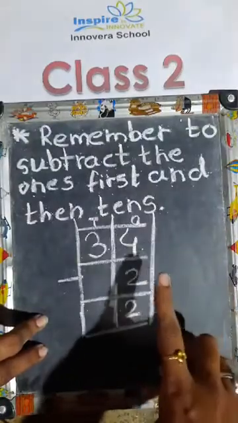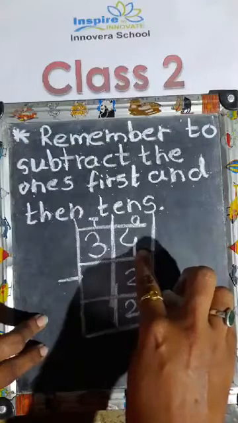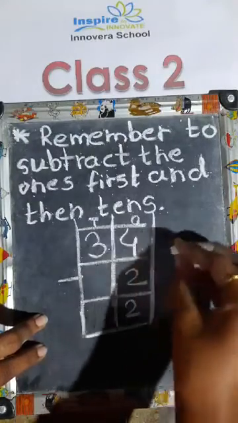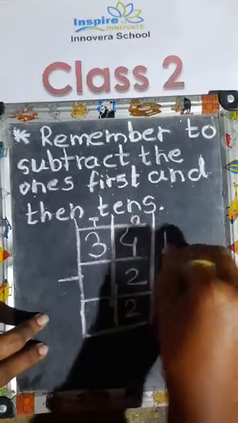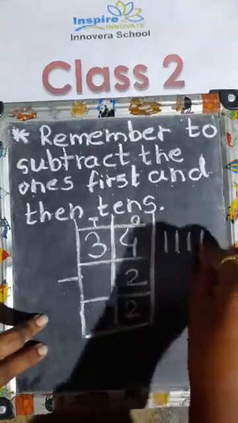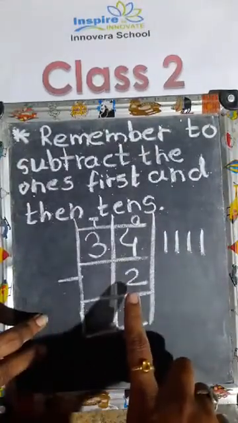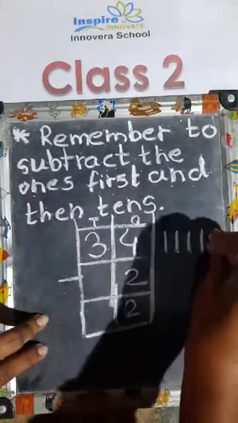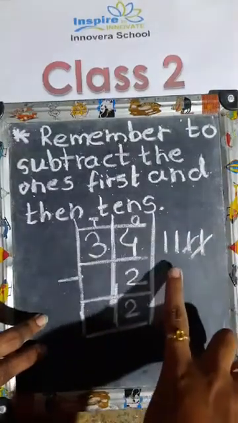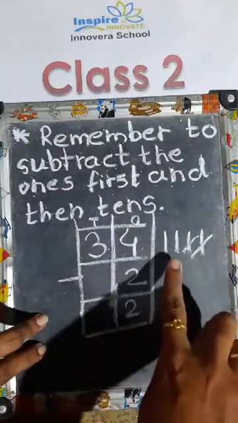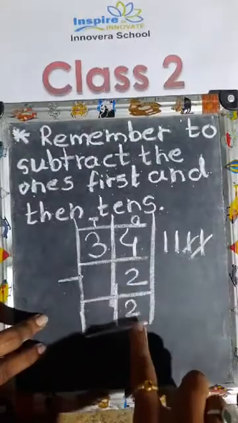If you don't know how to do the subtraction, you can draw any object, suppose lines. I am showing you by drawing lines. Draw 4 lines: 1, 2, 3, 4. From that, how many do I have to subtract? 2. So cut 2 from the 4 lines: 1, 2. How many lines are left over here? 2. So you write the number 2 below the ones column.